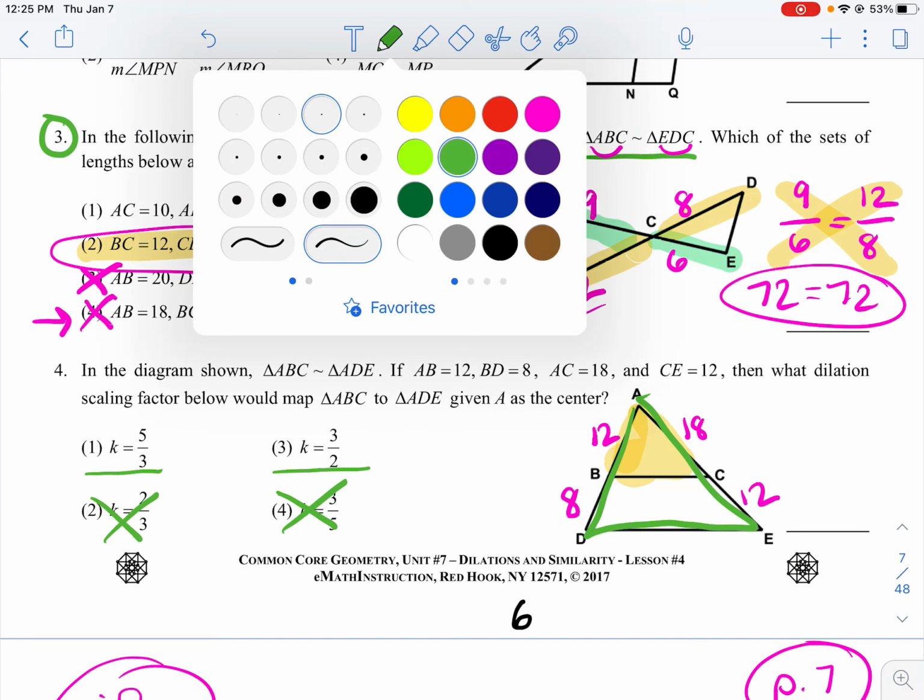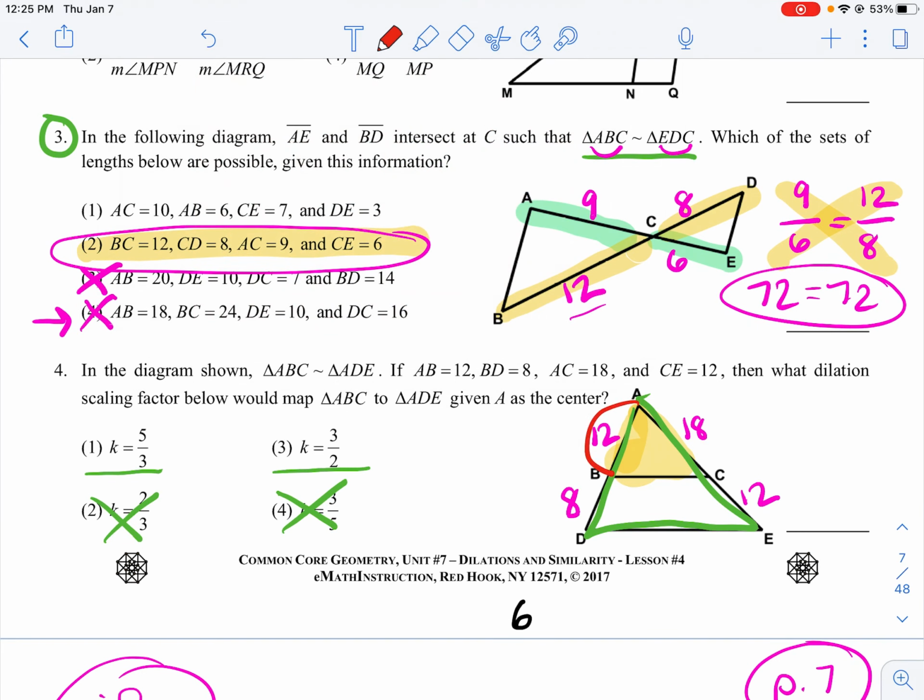So let's just compare one of these sides, guys. AB compares to AD. So 12, how do I find the length of all A to D? Well, I would add 12 and 8 and get 20. What does that simplify by?